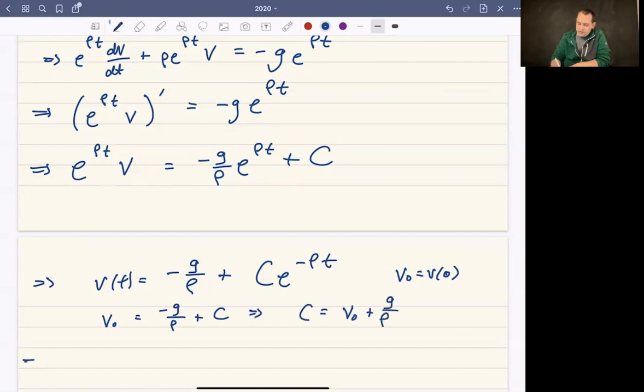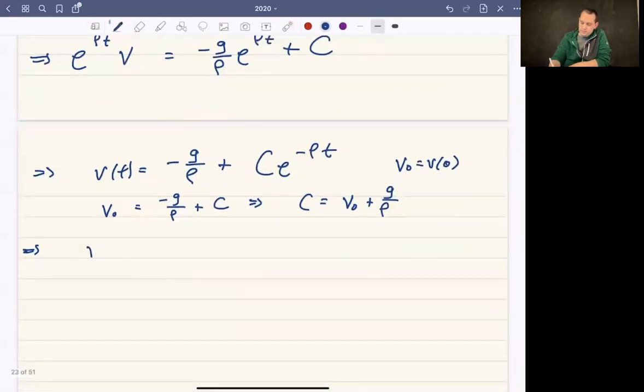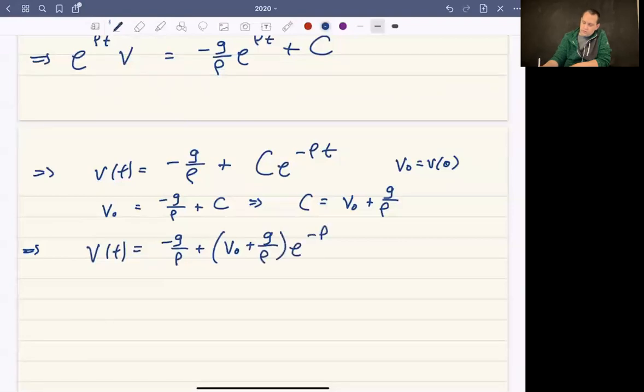And so this tells you that your velocity is going to have the equation negative g over rho plus v naught plus g over rho e to the minus rho t. And I want to take a second to stop and think about this velocity equation, because this is definitely more involved than the equation that we've had previously, right? The equation we had previously was just linear.